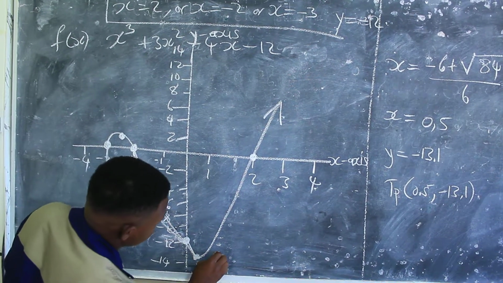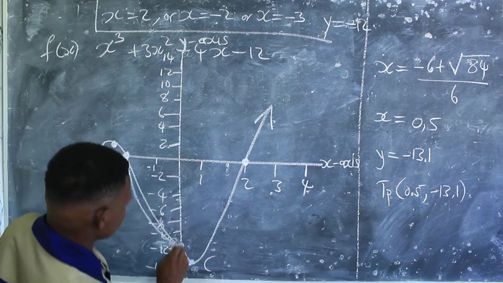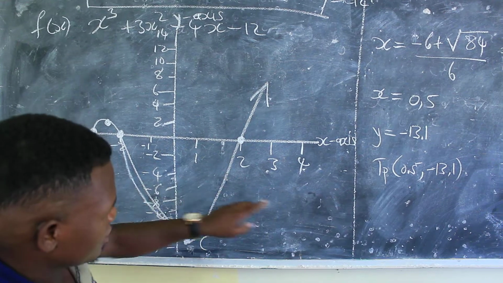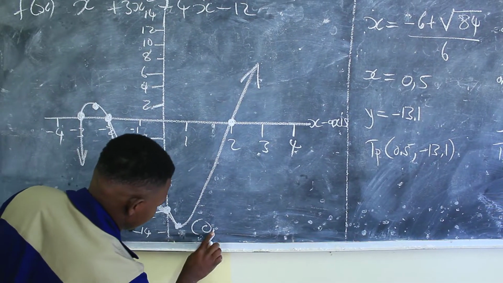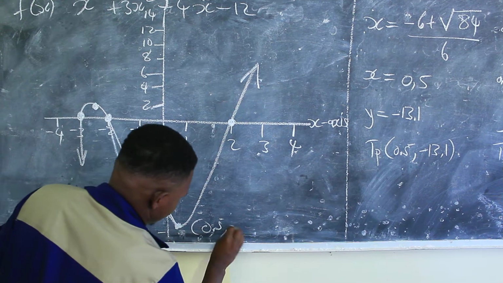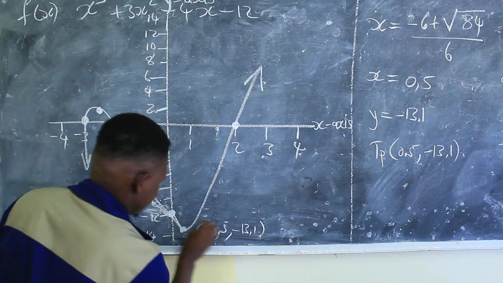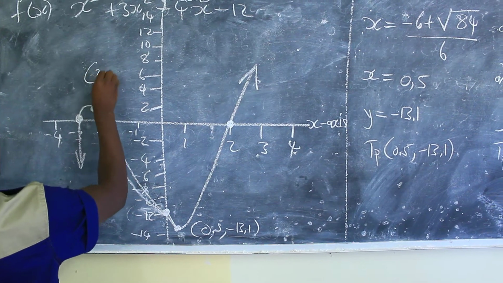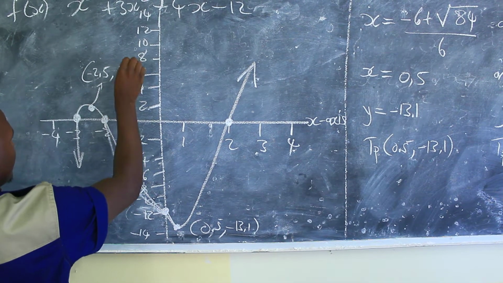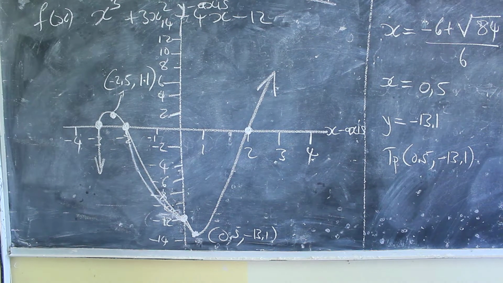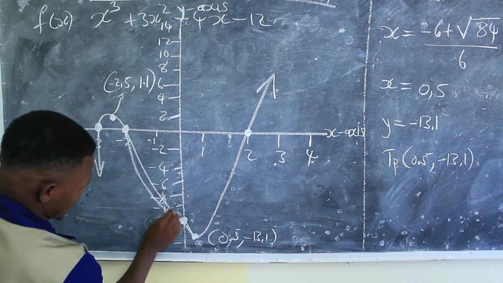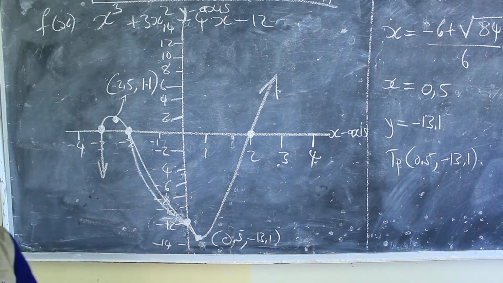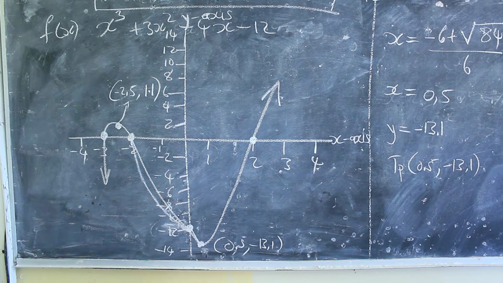So, which turning point is this? 0.5, negative 13.1. And what turning point is this? Negative 2.5 and 1.1. Okay? So you can see how the graph is going. It turns here and then it goes back again. So that is the graph of a cubic.